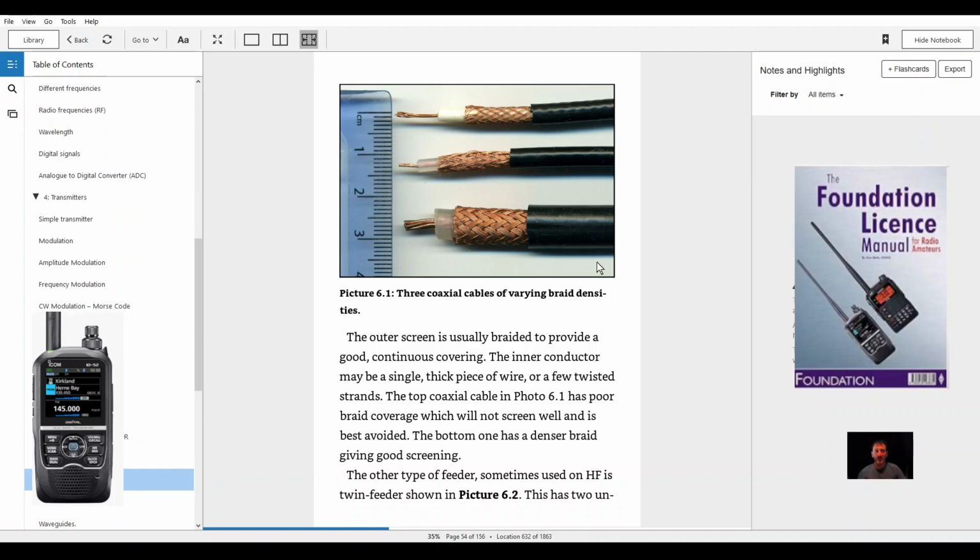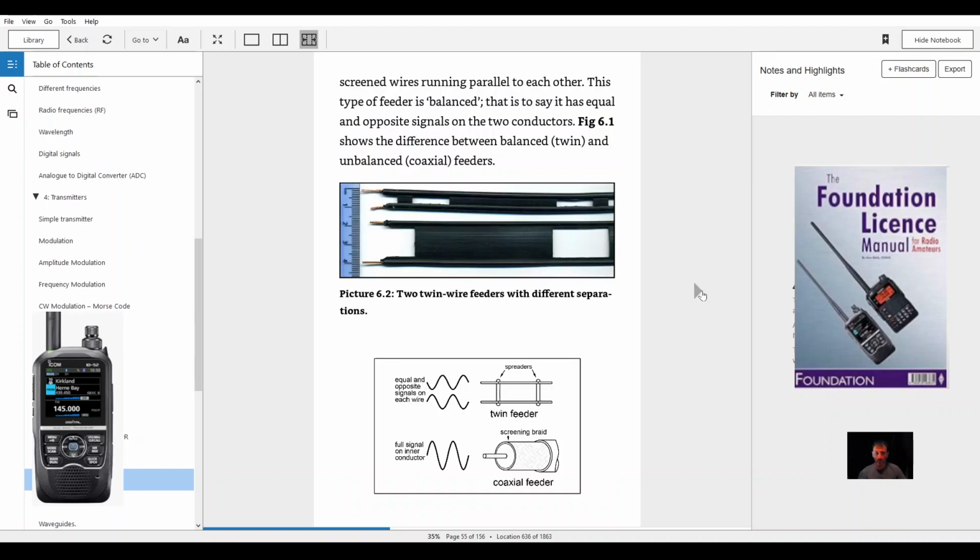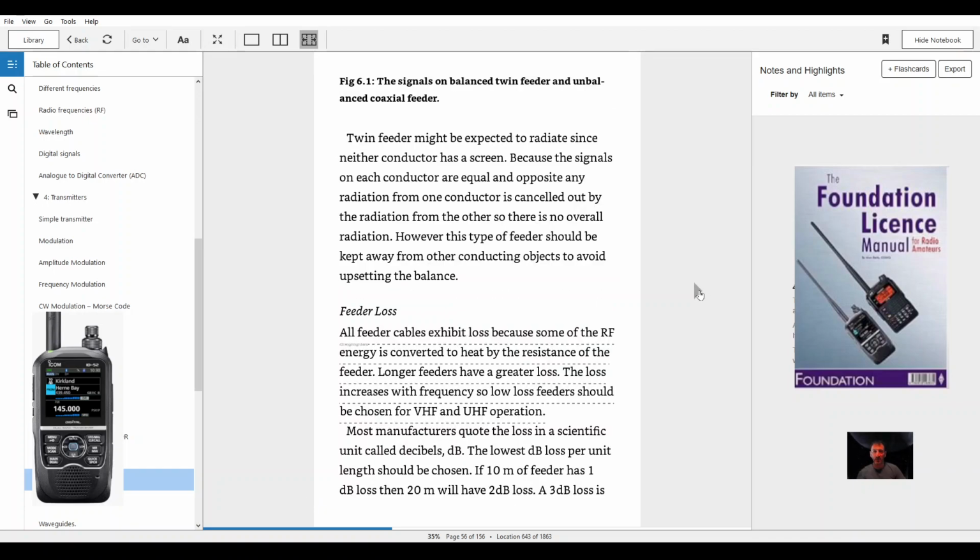The other type of feeder, sometimes used on HF, is twin feeder, shown in picture 6.2. This has two unscreened wires running parallel to each other. This type of feeder is balanced. That is to say, it has equal and opposite signals on the two conductors. Figure 6.1 shows the difference between balanced twin and unbalanced coaxial feeders. The signals on balanced twin feeder and unbalanced coaxial feeder.